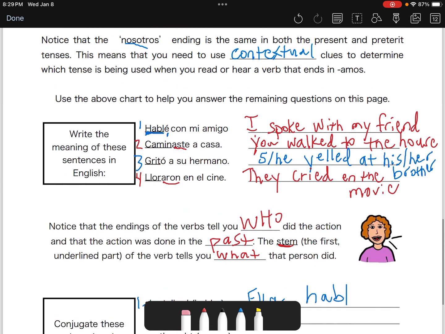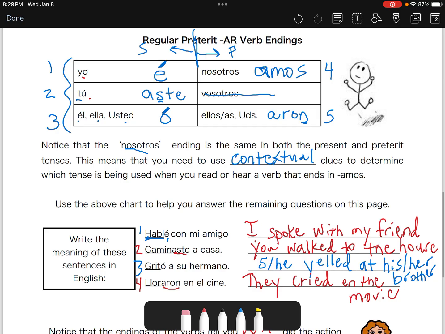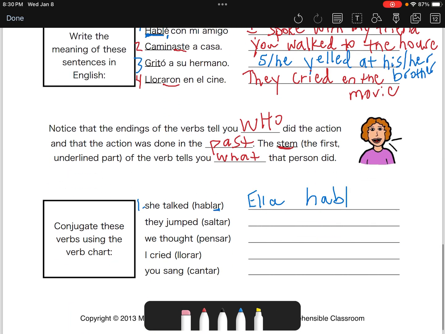So let's go up to our chart and see the she is here. A on conjugation block 3 and O with an accent. So ella habló with an accent. It would not be correct if you did not have the accent, because hablo was I talk. Habló with the accent and the inflection in your voice is she talked.